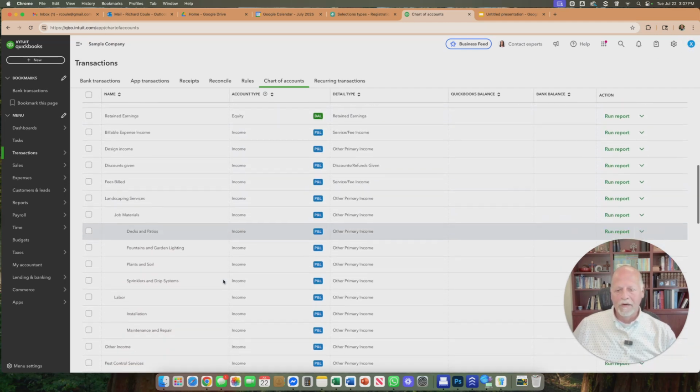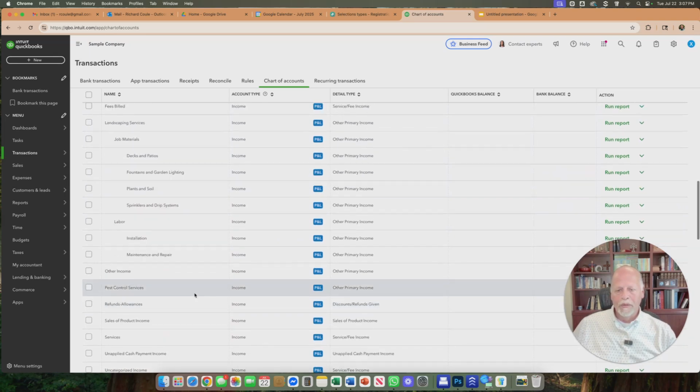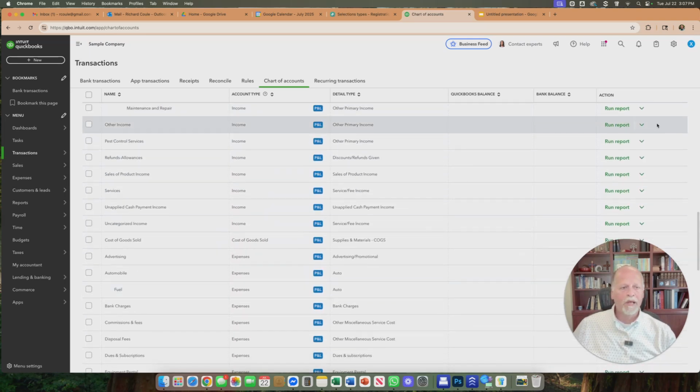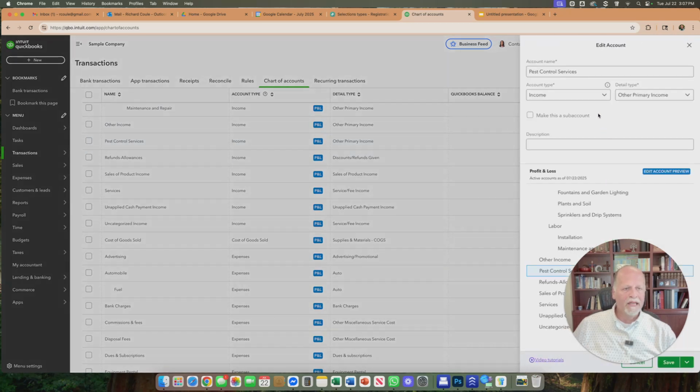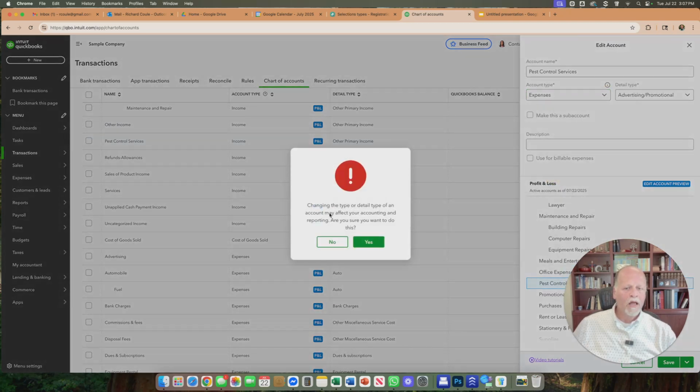Let's go down here and do one that we know is not put there by QuickBooks. Let's change our pest control services and edit it. And we're going to say now that this is not an income account. I'm going to change this to an expense account. QuickBooks is going to give me this error here that says changing the type or detail type of an account may affect your accounting and reporting. Are you sure you want to do this?